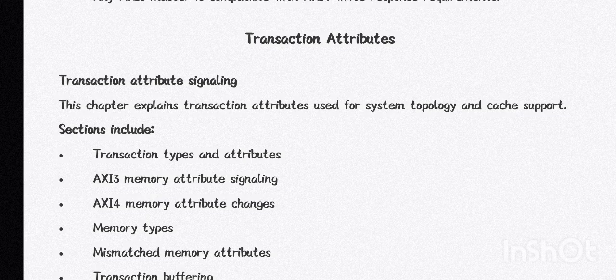This chapter explains transaction attributes used for system topology and cache support. The section includes transaction types and attributes, AXI3 memory attribute signaling, memory types, mismatched memory attributes, transaction buffering, and access permissions. Let's start with transaction types and attributes.